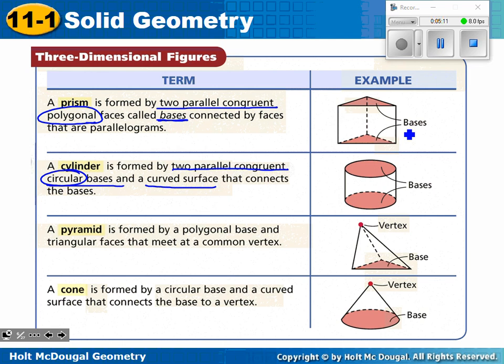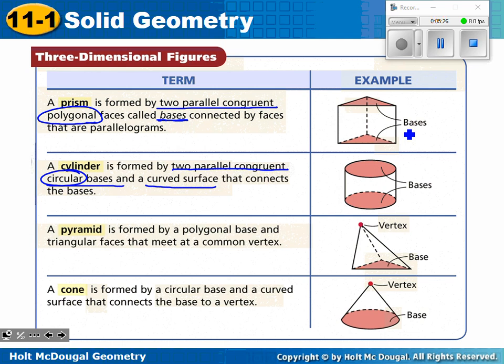Correct. So it only has two circular bases. They are technically, I guess, faces, but we would call them bases because there are no other faces. Good question. Yes.